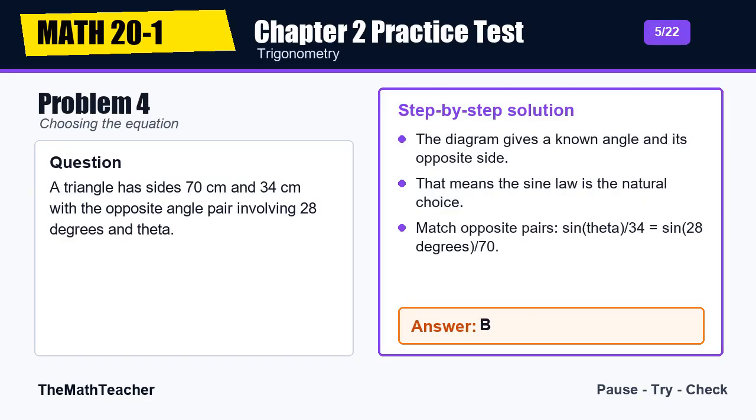The diagram gives a known angle and a known opposite side, so use the sine law. Match each angle with the side across from it. The equation with sine theta over 34 equal to sine 28 degrees over 70 is the correct one. The answer is B. Problem 5.